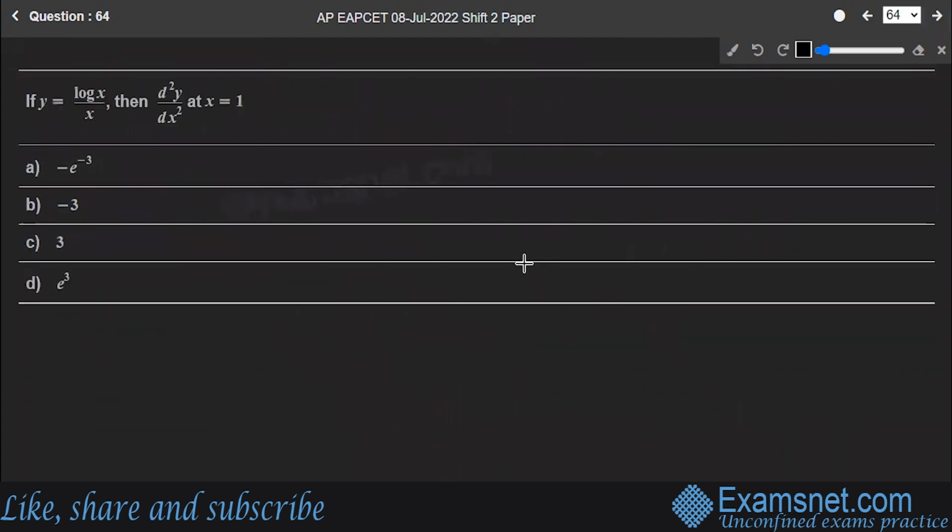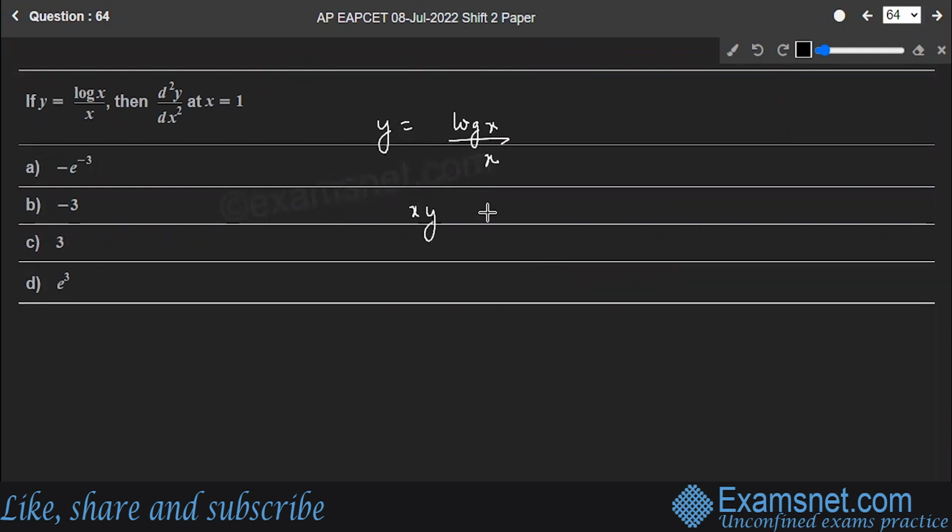Next is question number 64. It says if y is equal to log x upon x, then you have to find out the second derivative. Okay. So let's go with the question. Let's write it down. You have y is equal to log of x upon x.